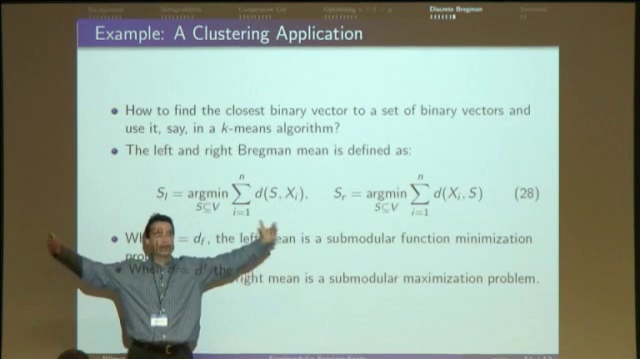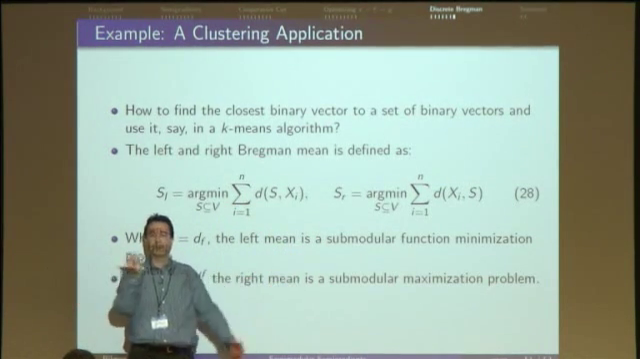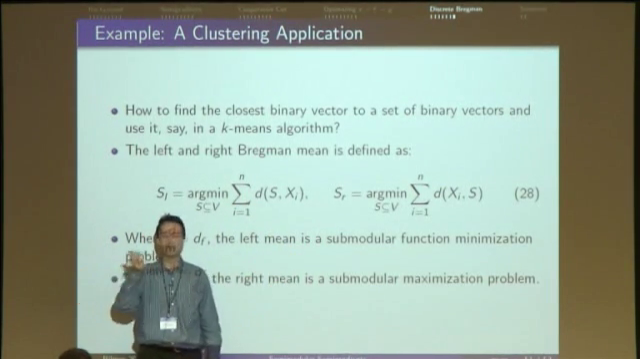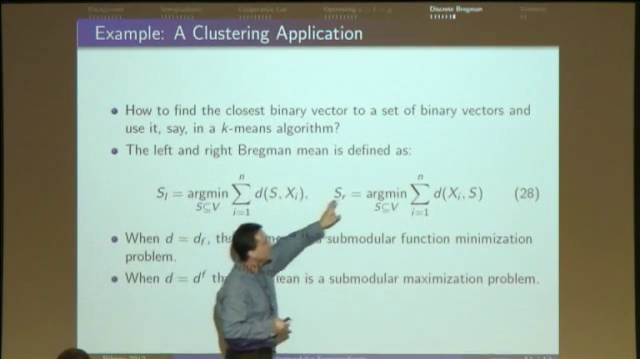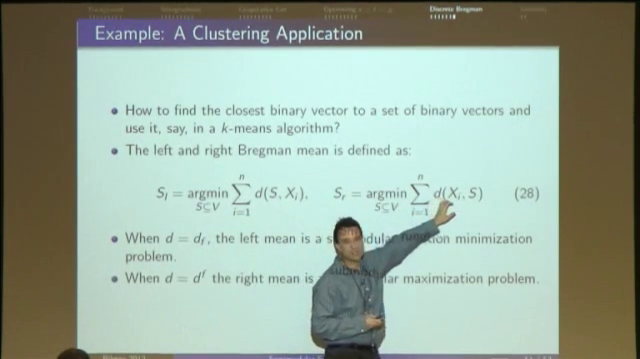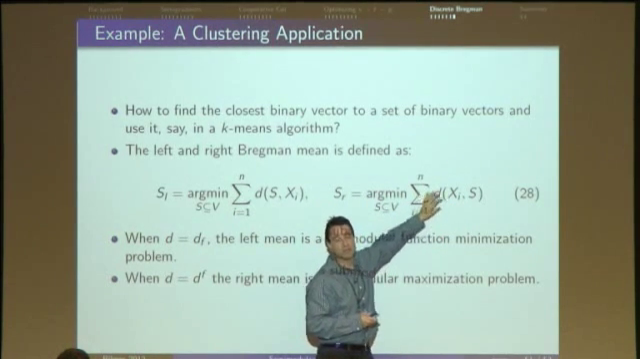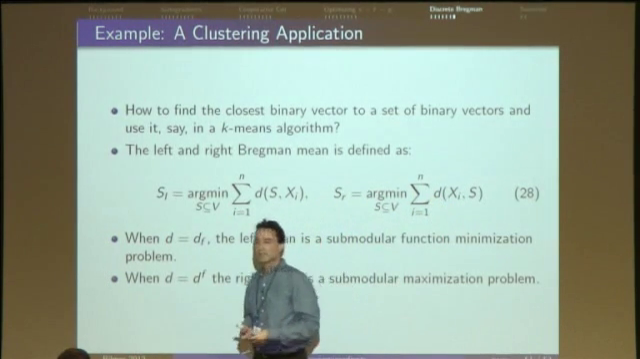So in other words, you have a large number of binary bit vectors and you want to find the bit vector which is closest to all of them collectively. That's a submodular minimization problem if you use a submodular Bregman. And if you use the supergradient-based submodular Bregman, the same problem with the right mean is a submodular maximization problem. And that is the end of the talk.